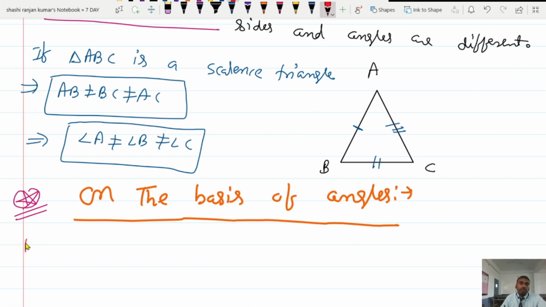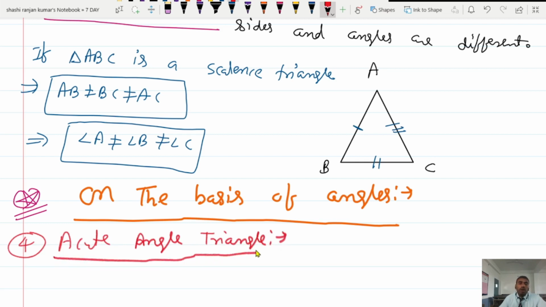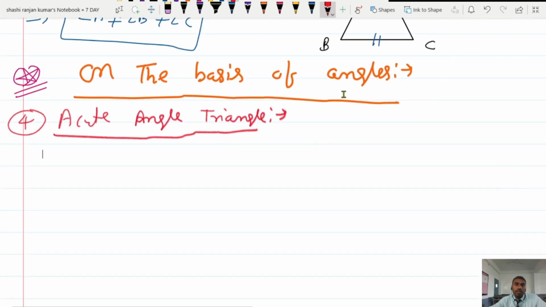The fourth is the acute angle triangle. It's very simple. As its name says, acute angle means a triangle in which all the angles are acute is known as the acute angle triangle.